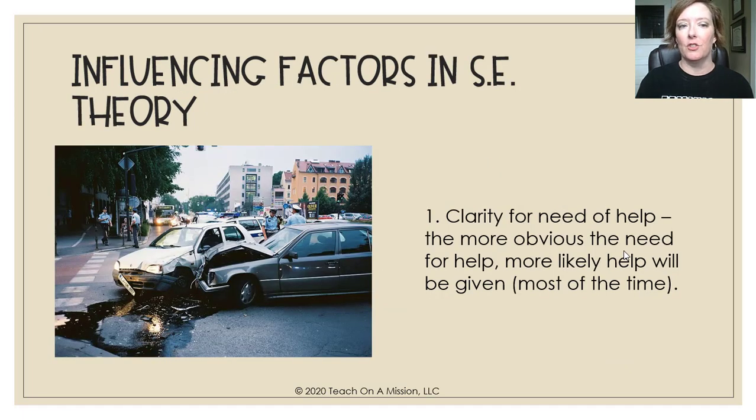Influences in the social exchange theory, there are several of them. Let's go through them one at a time. First, there's a clarity for need of help. The more obvious it is that there is a need for help, the more likely help will be given. And this is most of the time, not always. But if you see a serious car accident, you are much more likely to offer assistance than if you just see like a fender bender. Basically, it's that idea, well, they've got this, they're okay.